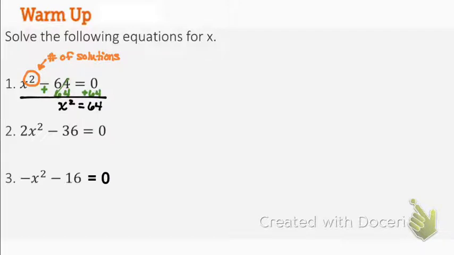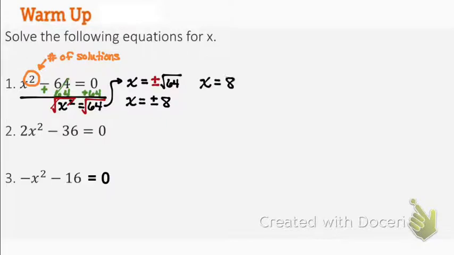What do I do to get rid of the squared now? Square root. And if you do it to one side, you've got to do it to the other side. How many answers do we get when we take a square root of both sides? 2. Tell me about those answers. Positive and negative. So I have x equals plus or minus the square root of 64. Do we know the square root of 64? Yes. What is it? 8. So x is equal to plus or minus 8, which means x equals positive 8 or x equals negative 8.